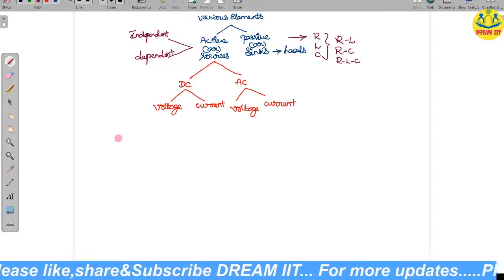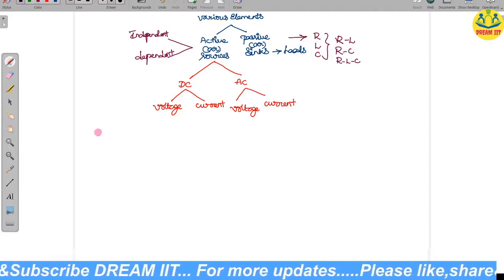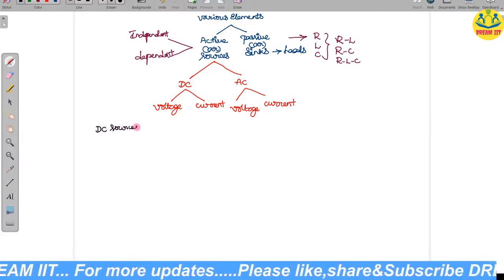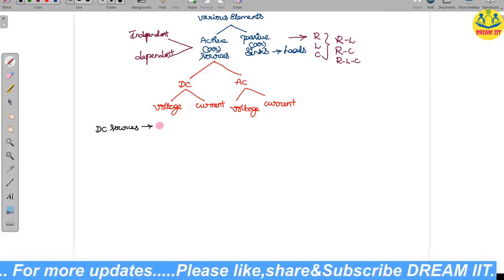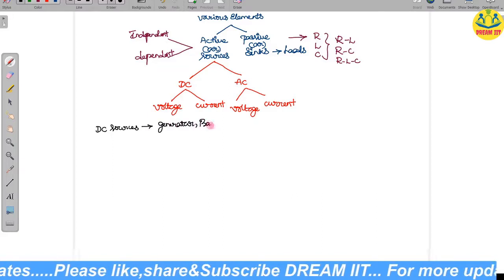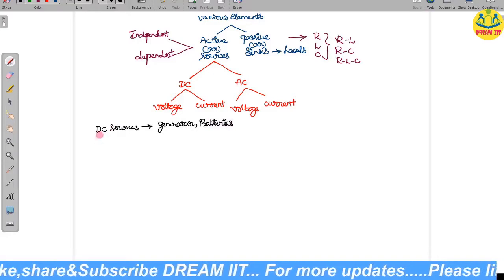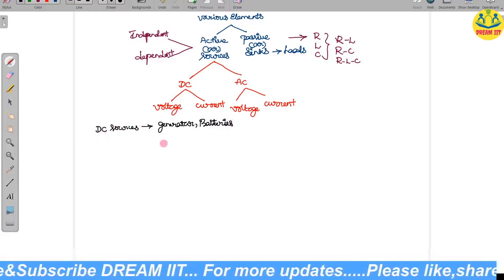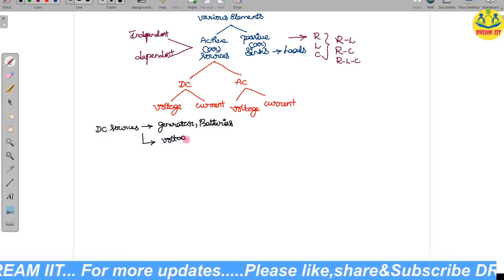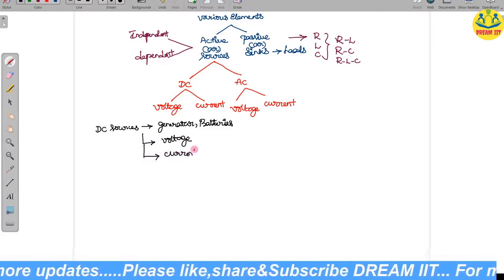Now let us discuss in detail the active elements and the sources. As we told, we have DC sources. Let us start with the DC sources. How will the DC sources be represented? Examples are either DC generators or batteries. These are the examples for DC sources. Whenever you represent the DC sources, there are two types: one is the voltage source, and another is the current source.